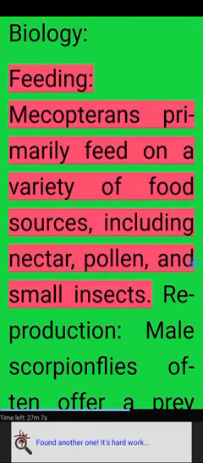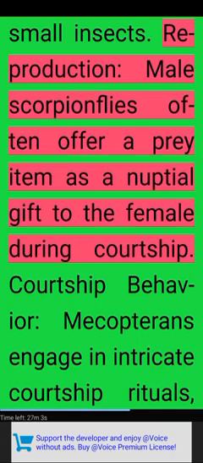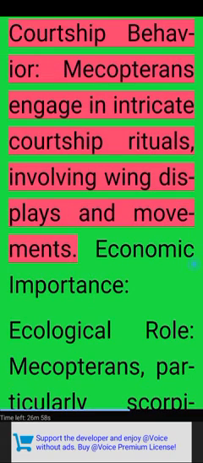Biology. Feeding. Mecopterans primarily feed on a variety of food sources, including nectar, pollen, and small insects. Reproduction. Male scorpionflies often offer a prey item as a nuptial gift to the female during courtship. Courtship behavior. Mecopterans engage in intricate courtship rituals, involving wing displays and movements.